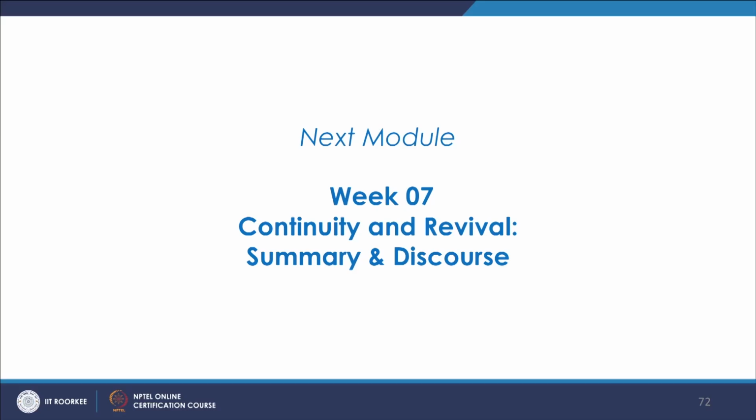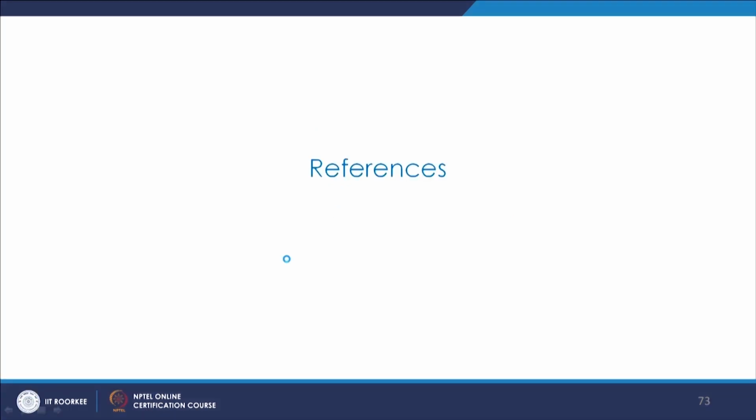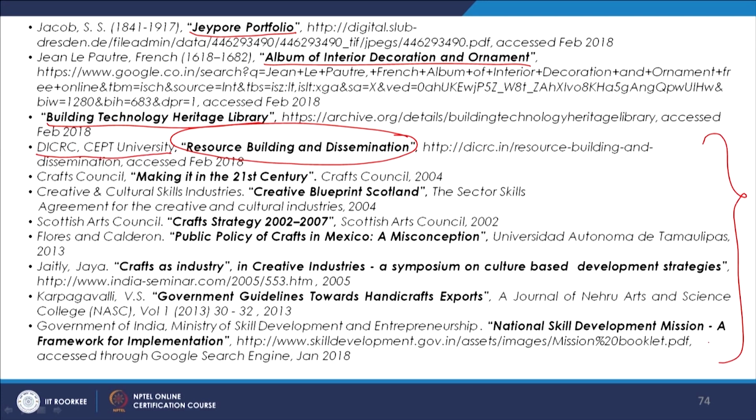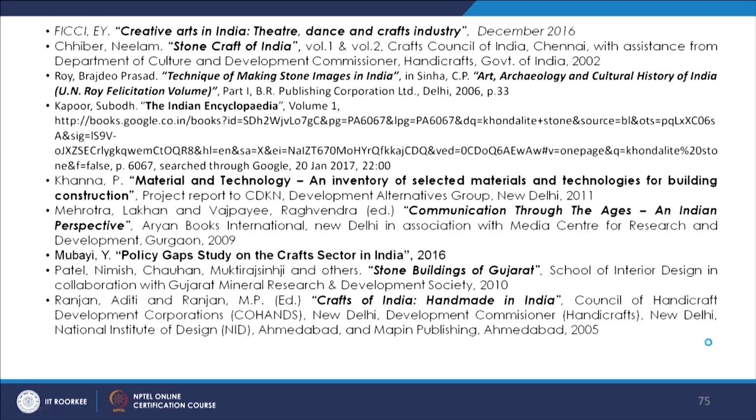So next time we are going to talk about the summary of all these previous 3-4 modules that we have seen on continuity and revival, and let's see some references now. So specifically to this module, I have put up the Jaipur portfolio, the album of interior decoration and ornament that we saw, the building technology heritage library, the resource building and dissemination part covered by the DICRC, and then we have a lot of other common references that we have been seeing, back and forth. Some more over here, what you see on the slide.